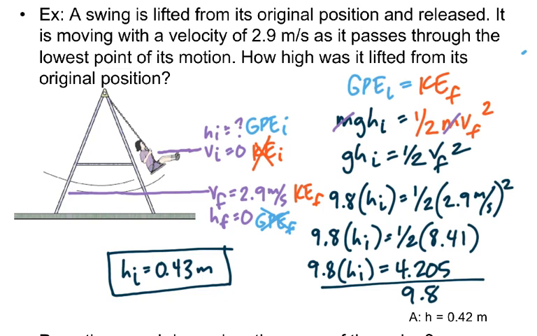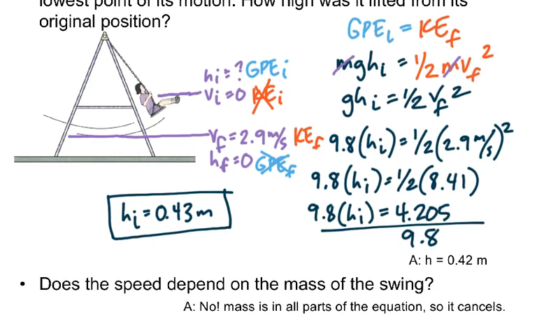On your sheet, you may be able to see that it asks a second question here. The second question is, does the speed depend on the mass of the swing? The answer is no. And the reason is that the mass was the same on both sides of the equation. If you go back and look up here at our equation, same little girl on both sides, that mass would have been the same and it would divide out. So the mass does not matter for determining the speed or the height.